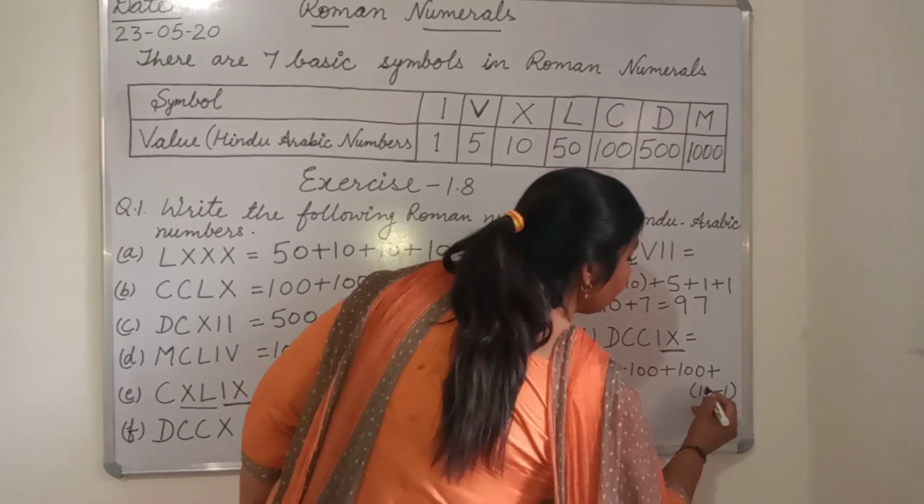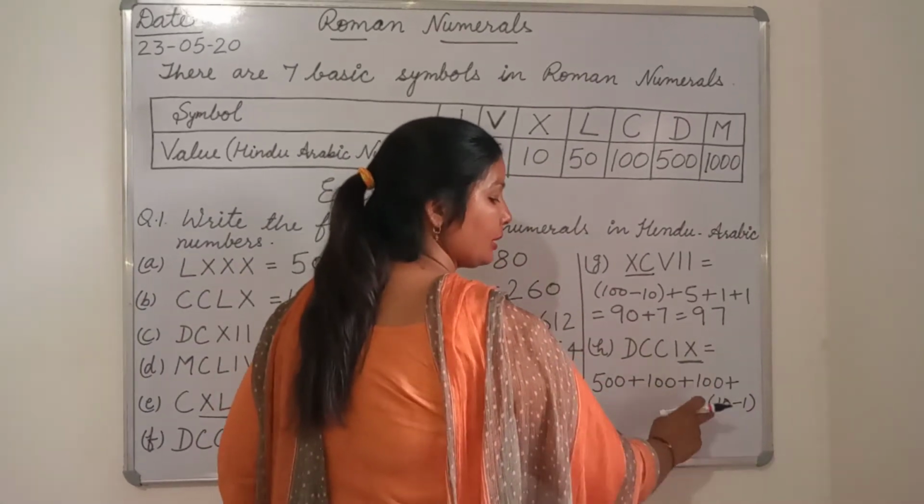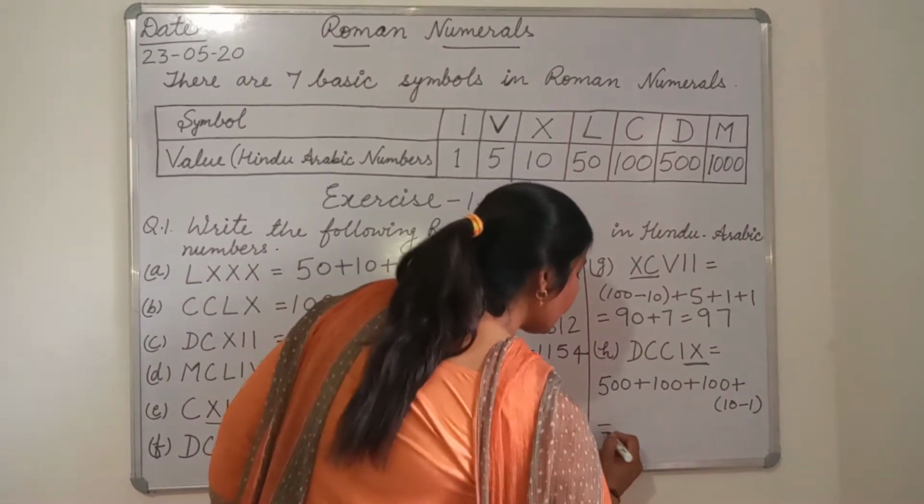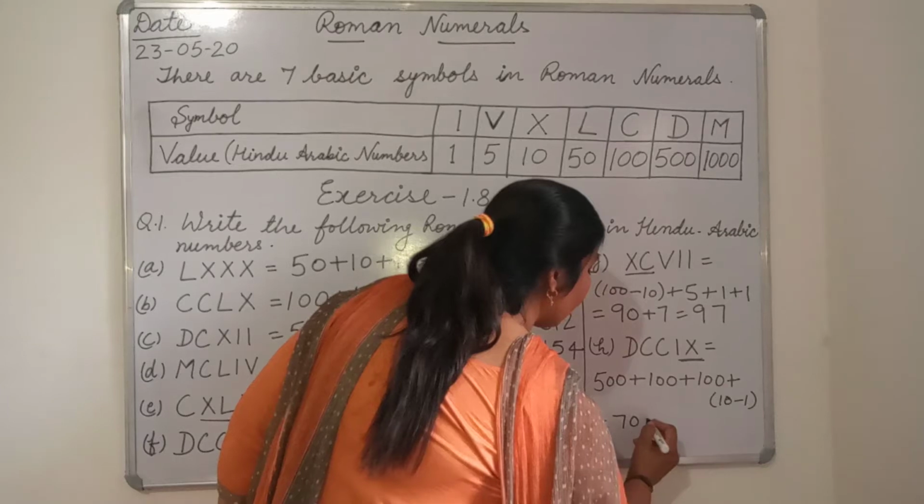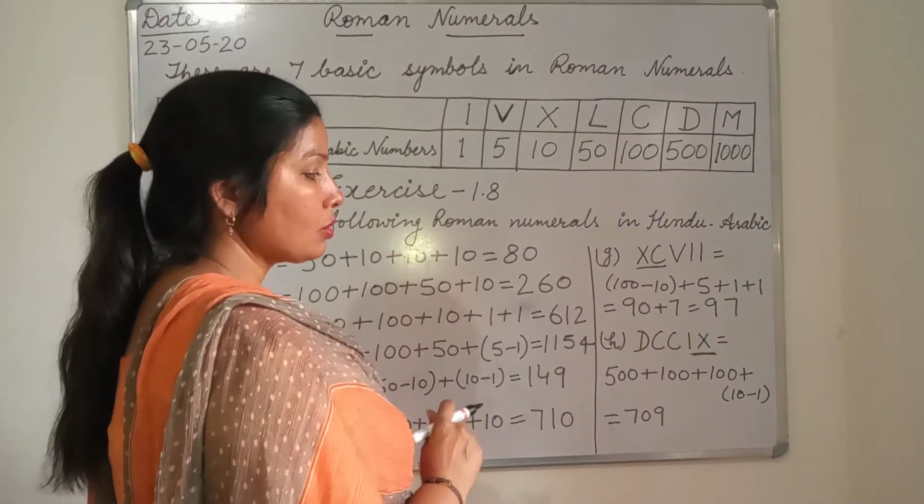So now we add them all. 500 plus 100, 600 plus 100, 700. And 10 minus 1 is 9. So your answer is 709. That's your answer. So you have to solve like this.